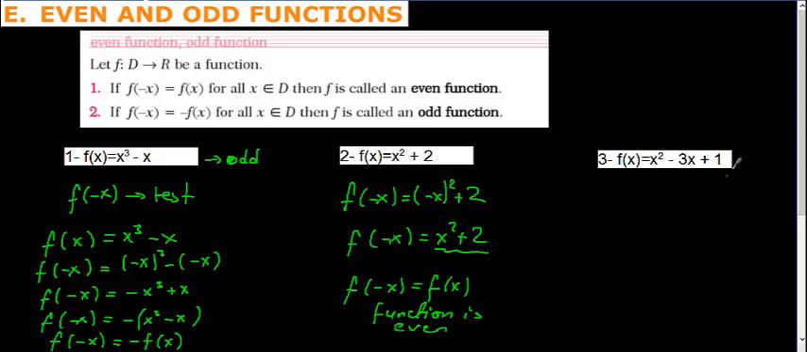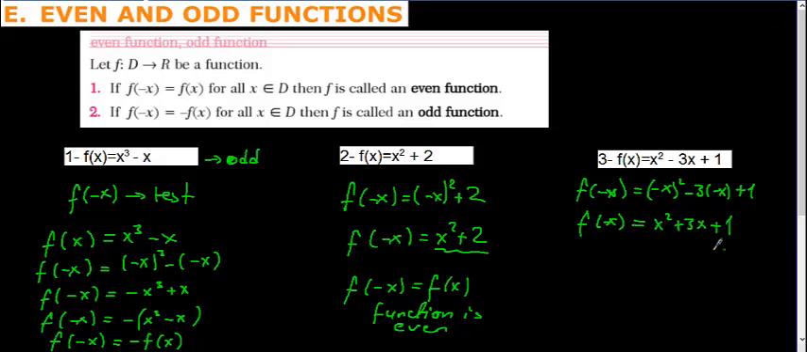Here, x squared minus 3x plus 1. Again I'm going to test with f minus x. F minus x is equal to minus x squared minus 3 times minus x plus 1. Then f minus x is equal to x squared plus 3x plus 1. This is not fx, because it should be equal to x squared minus 3x plus 1. Is it minus fx? To see this one, I need to get minus bracket.